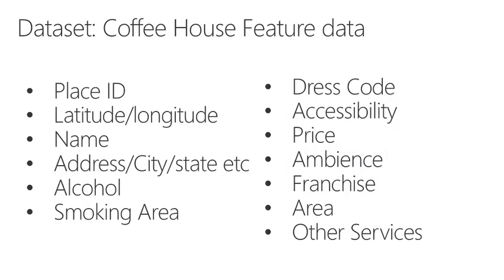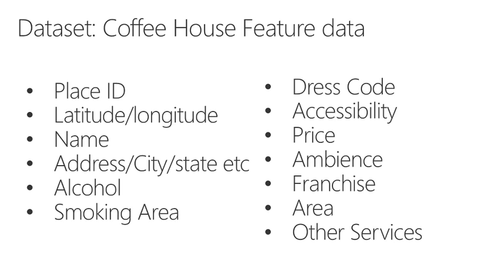Then we're going to have some coffee house feature data. For example, one coffee house, besides the location, might have a specific dress code, specific accessibility, price, ambience. Maybe it has Wi-Fi or it doesn't. It has a smoking area or it doesn't.